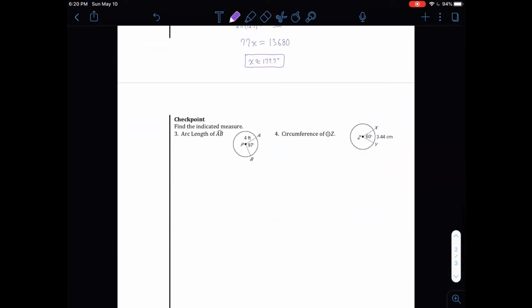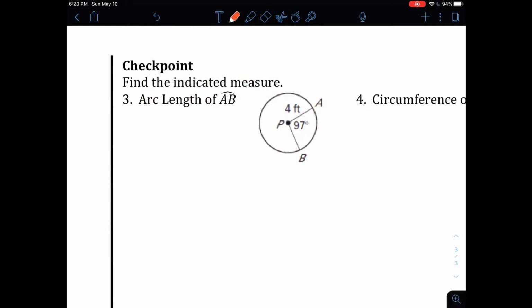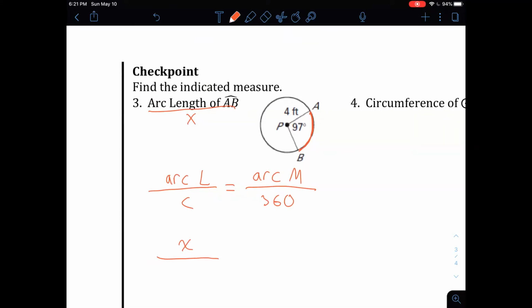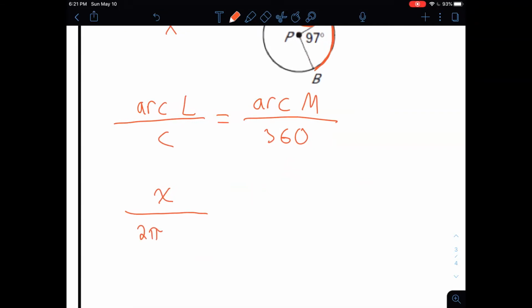Okay, the checkpoints. So, checkpoint 3. Find the arc length of AB, which is this right here. The formula is the relationship between the arc length over the circumference is the same thing as the relationship between the arc measure over 360 degrees. Now what do we know for this problem? Do we know arc length? No, that's what we're looking for here. We're going to call that x. We have x over, now do we know the circumference? This 4 feet right here is also the radius. We're probably going to use 2 pi r again. So we're going to use 2 pi times 4.